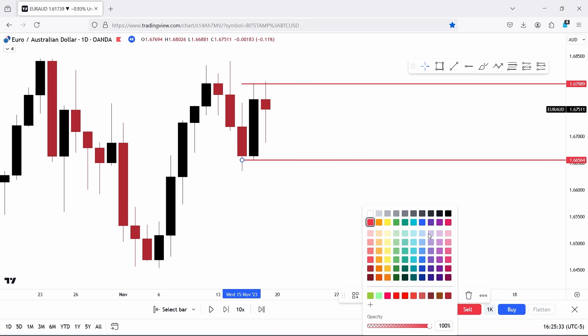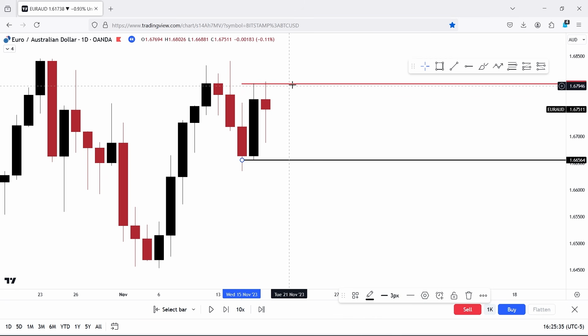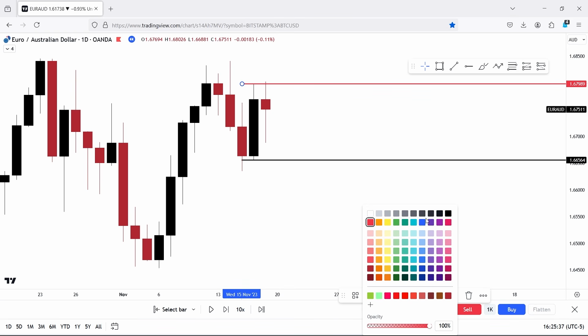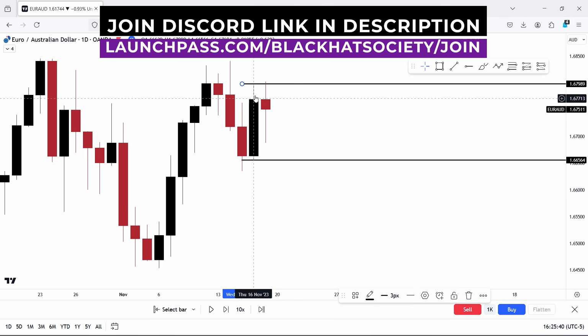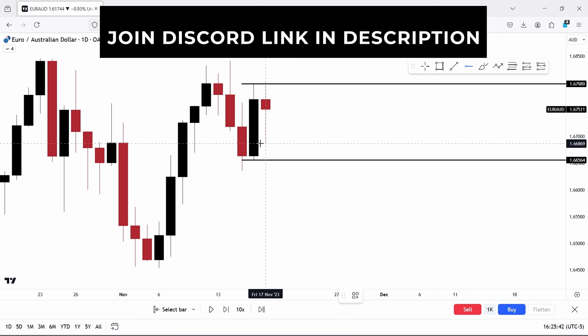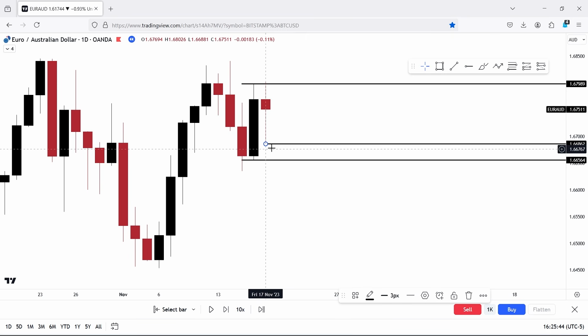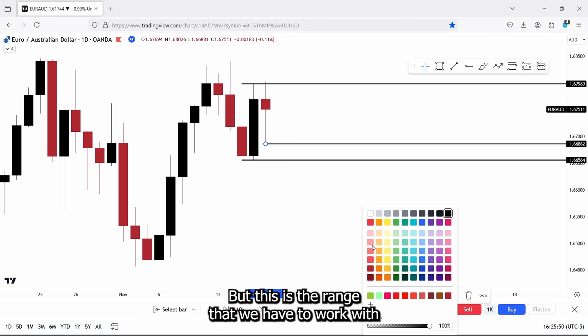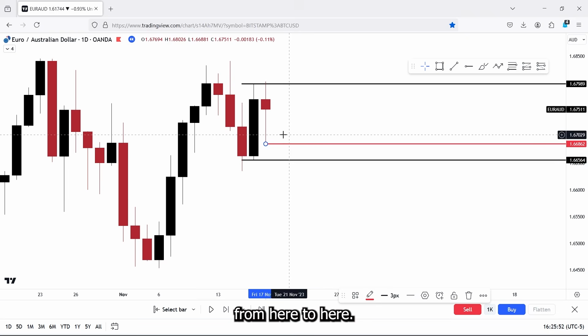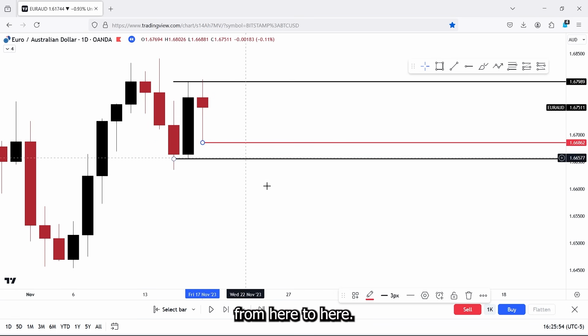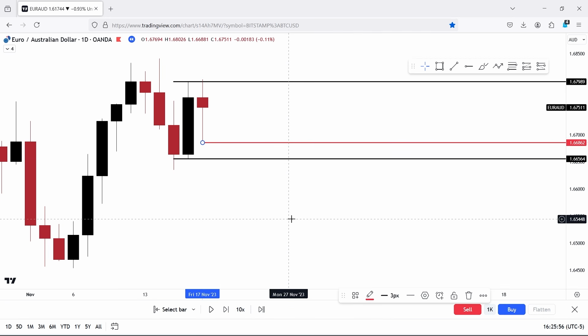So actually, let's color code it. And let's mark our trigger point. Now, you don't have a lot of range to work with, and we'll cover that in a little bit. But this is the range that we have to work with, from here to here. Now, let's go on the 1 hour time frame.